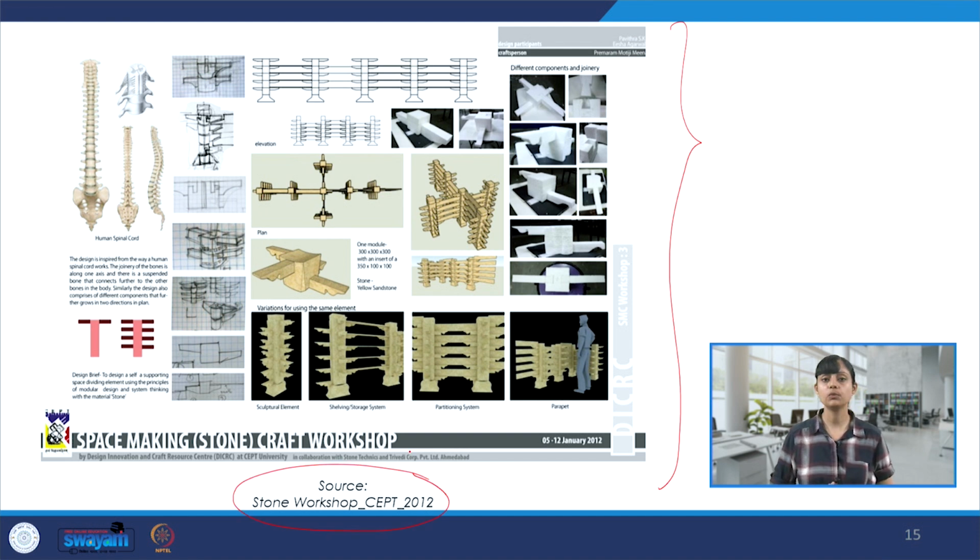We saw some very experimental explorations focusing on stone as a material. These were findings from a workshop that was conducted at CEPT. I was a part of the organizing team as well as a participant when this was done. And this was very interesting.